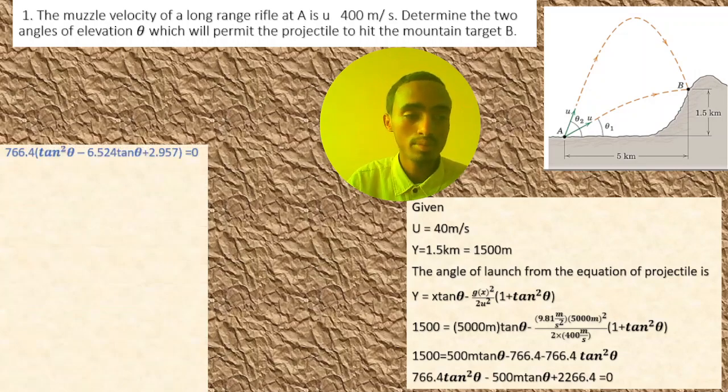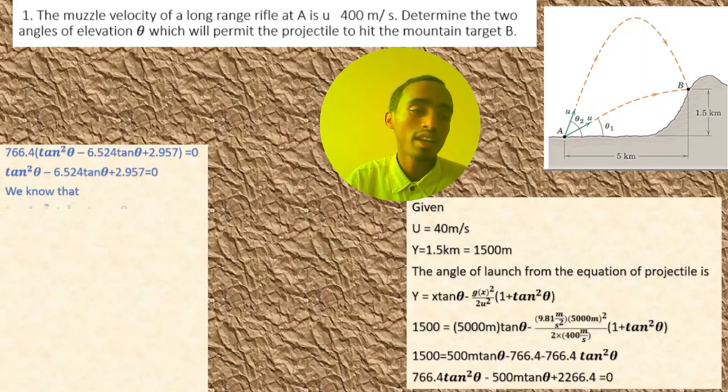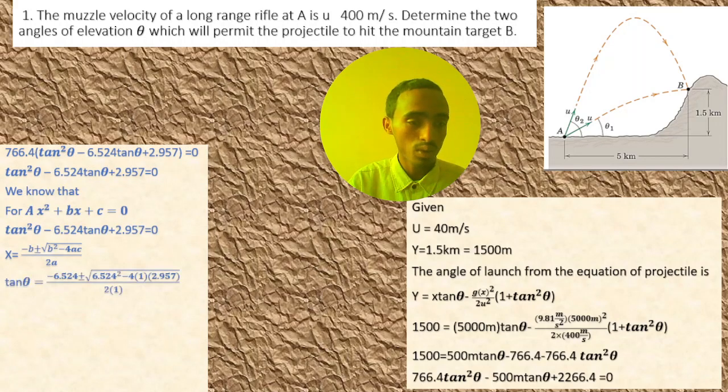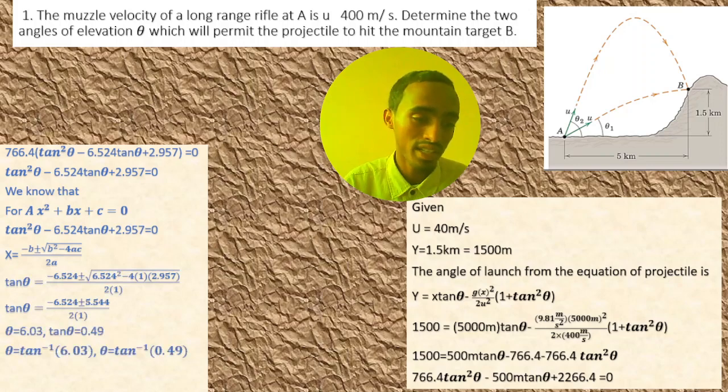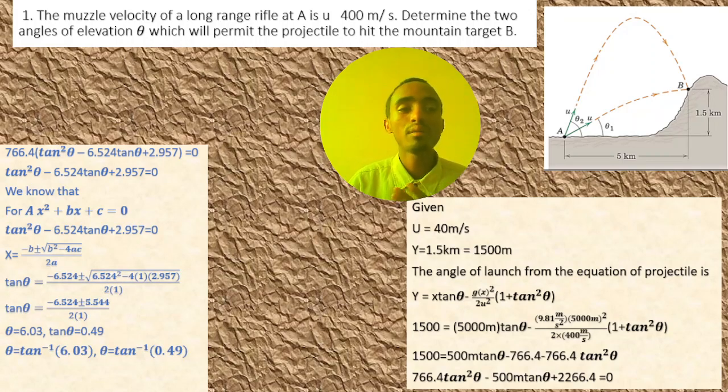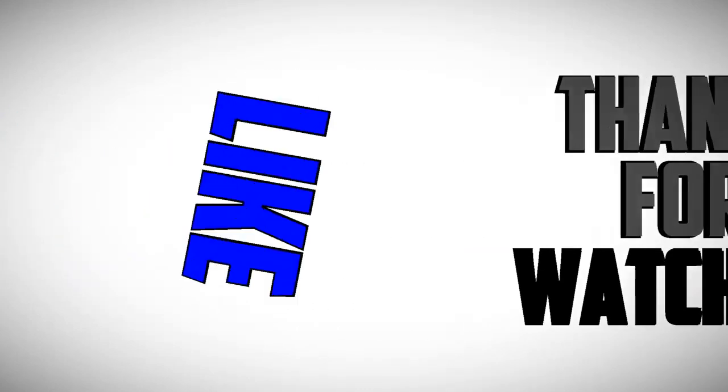After simplifying this problem, we get this, and finally you can use the quadratic formula, and you will get your angle theta equals 6.03 and theta equals 0.949. It is a matter of substitution. If I am mistaken, you can correct it, because you can substitute the given values into this equation.